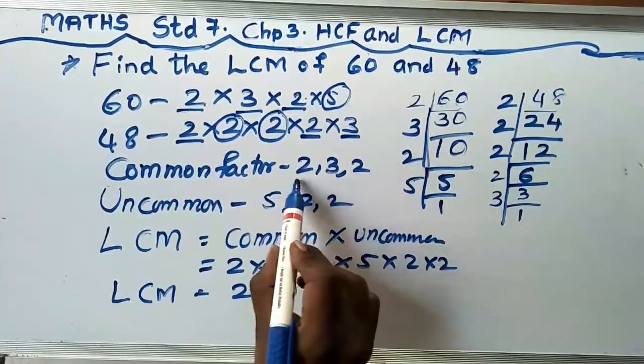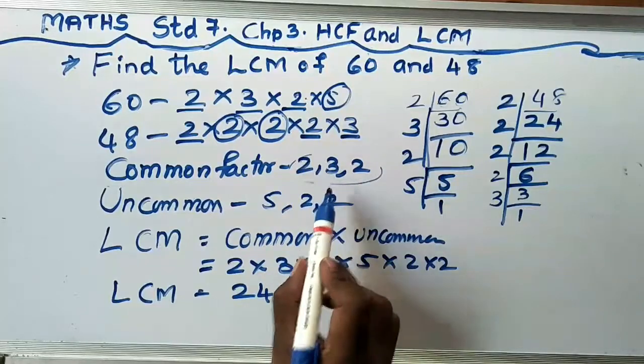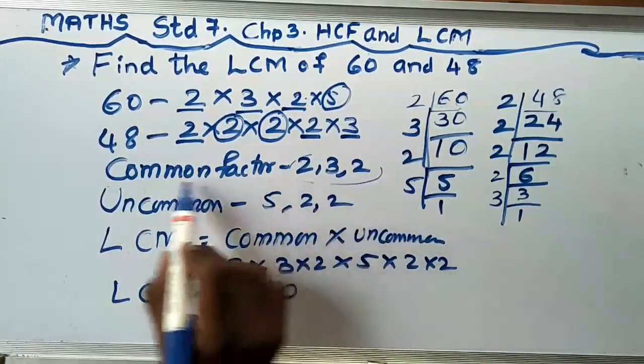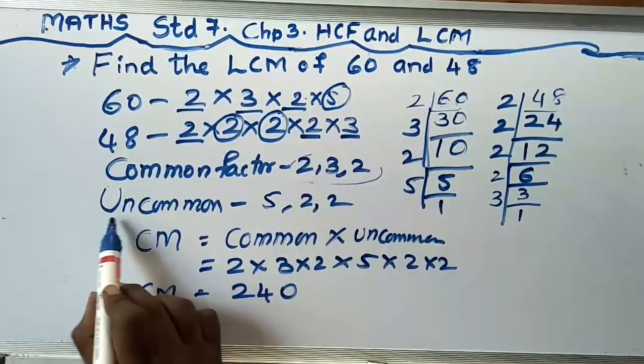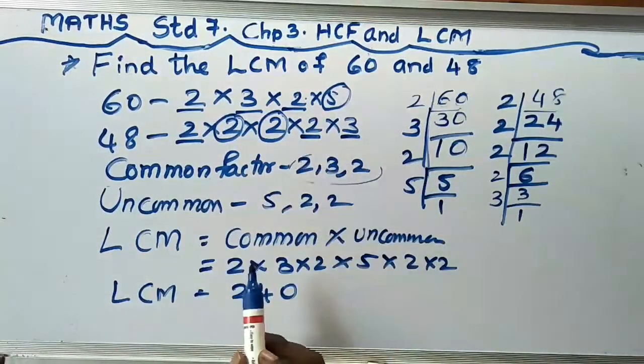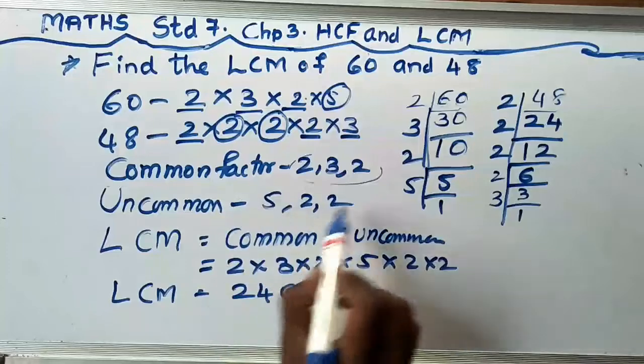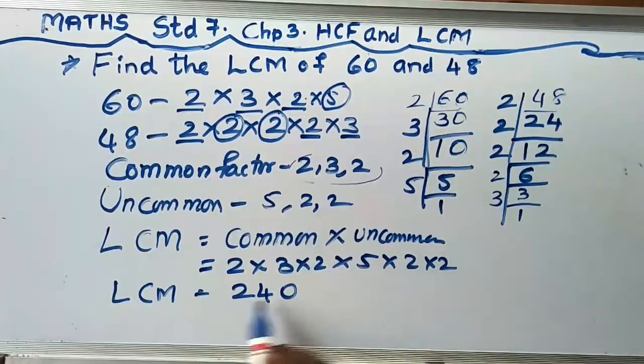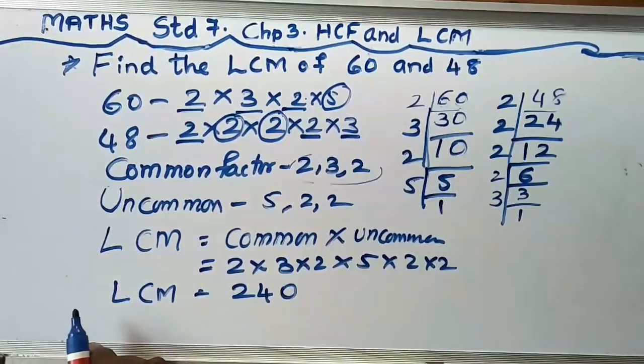So the difference between the HCF and LCM is, in HCF you want to find only the common factor and multiply the common factor. But in LCM you have to take the common factor as well as the uncommon. Uncommon means which is not common. So multiply the common factor as well as the uncommon factors, you get the LCM.